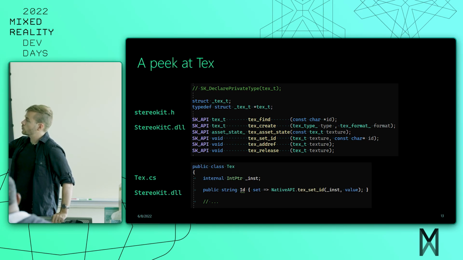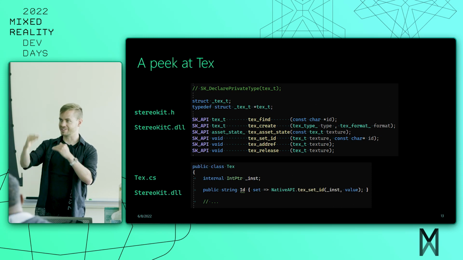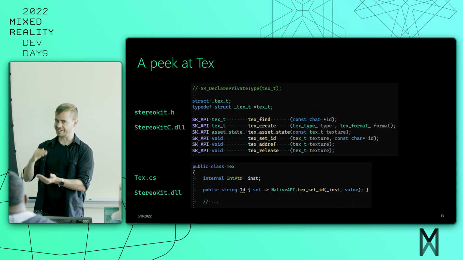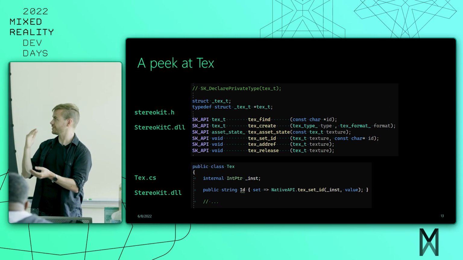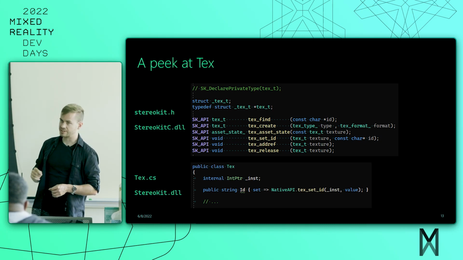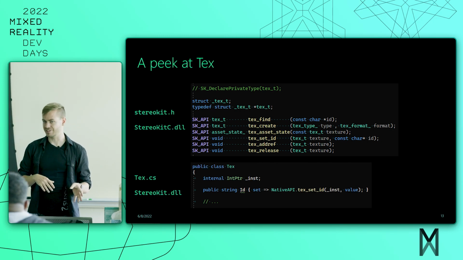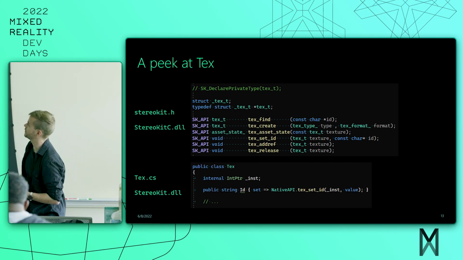Asset state. Some assets in StereoKit are loaded asynchronously. Textures in particular will do a staged loading thing where it'll load the metadata, it'll load the texture information, it'll generate maps at different stages. And so you can look at the state of it to see, did you actually load the whole way? Or are you in an error state? Or are you still loading or something like that?